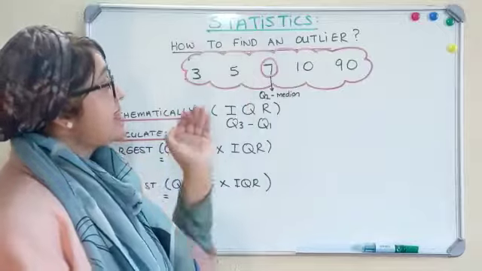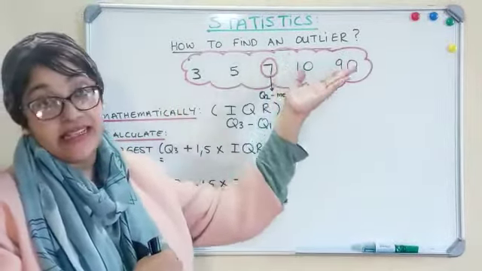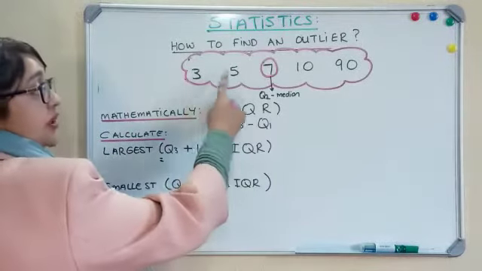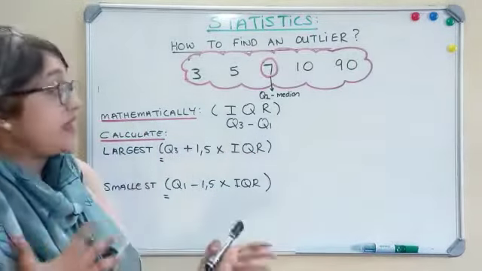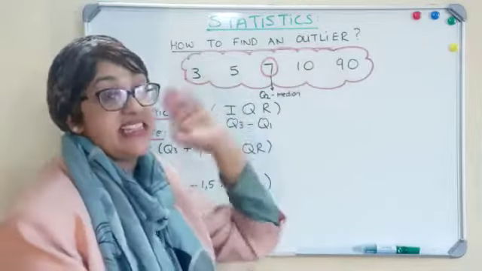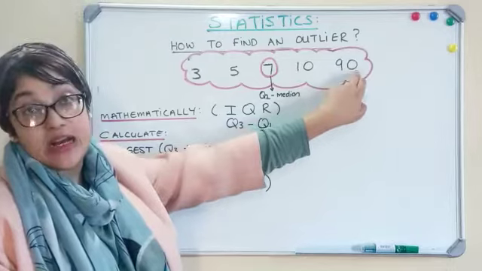We're on stats, and today's lesson is we're going to find out how to calculate an outlier. Okay, so if I look at the starter here, I've got 3, 5, 7, 10, and then I've got 90. Now between us, we can see visually that the distance between 10 and 90 is vast. It's very far, so we can say that 90 is an outlier.